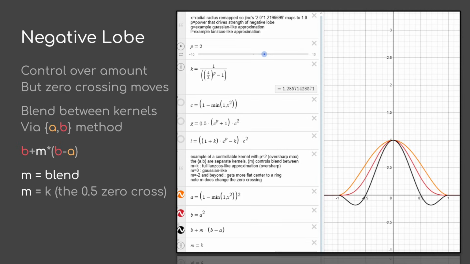One of the nice aspects of this approximation is that the two kernels you're blending between are, in this case, represented by a, which is the function, and then b, which is just a squared. So the math is very simple to calculate. In this case, we'd be using m for the blend ratio, and when m is equal to k, you can see k is computed from p, which is the power, which controls the strength of the negative lobe. When m equals k, you get zero crossing at 0.5.